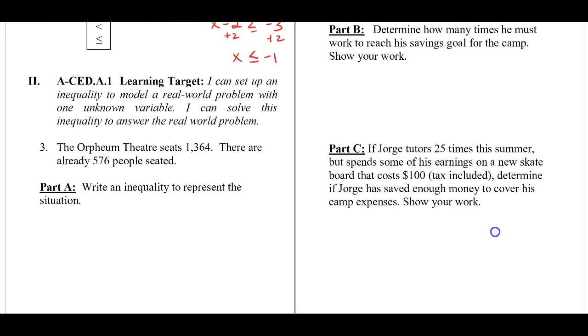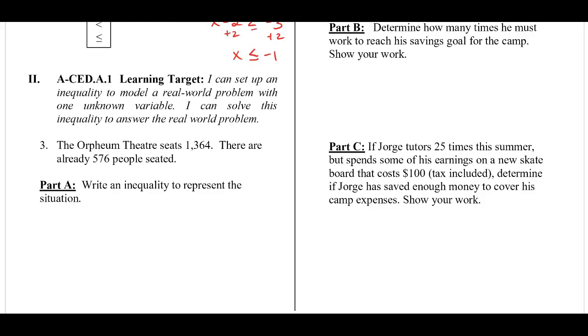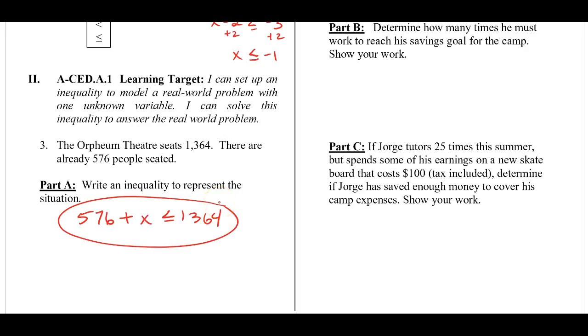Number 3, Orpheum Theater seats 1,364 people. There are already 576 seated. Write an inequality to represent the situation. So if there's 576 people plus x number of more people, that has to be less than or equal to 1,364 total people that can show up. We're going to remember that because we go to part B.